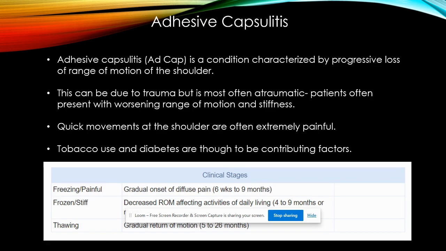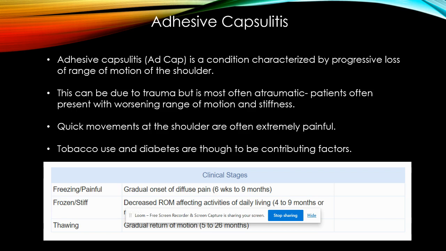Okay, so lastly, guys, adhesive capsulitis. So adhesive capsulitis, also known as ADCAP by a lot of people, is a condition that essentially presents as progressive loss of range of motion of the shoulder, right? So progressive tightness and stiffness and pain without a known mechanism. It can be traumatic sometimes, but it's most often atraumatic, right? And generally patients are going to present with progressive loss of range of motion and stiffness, right? So often quick movements of the shoulder with ADCAP are extremely painful.